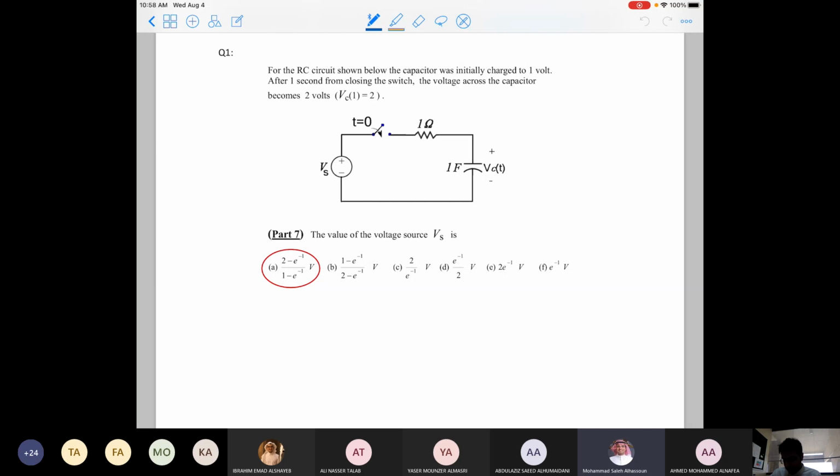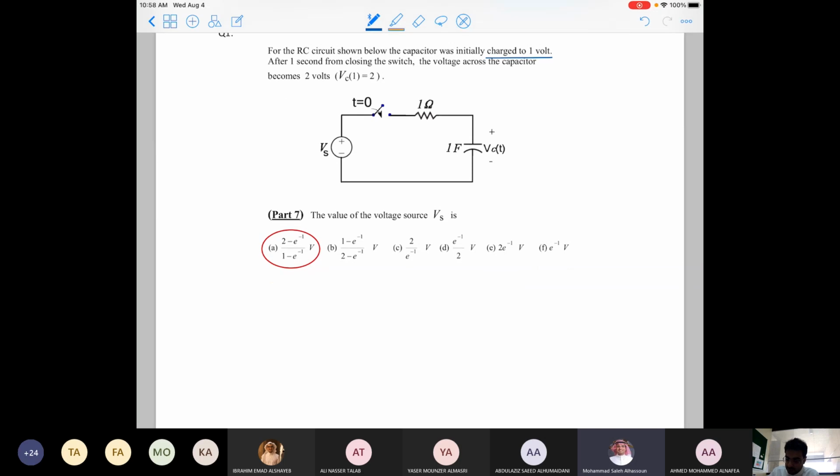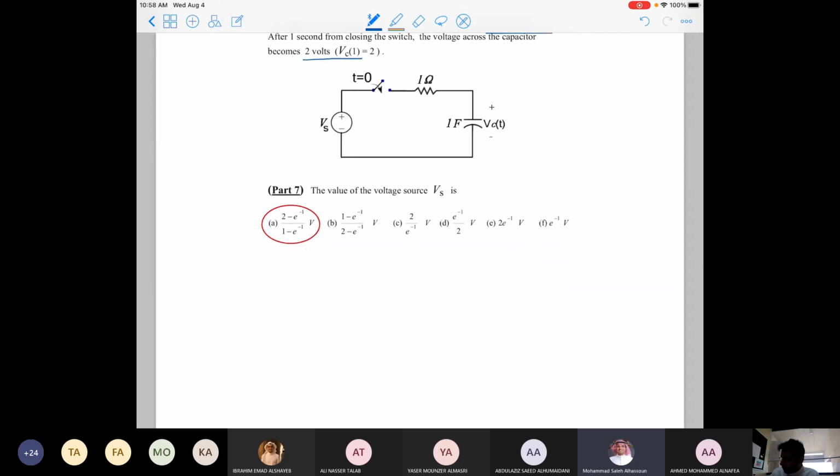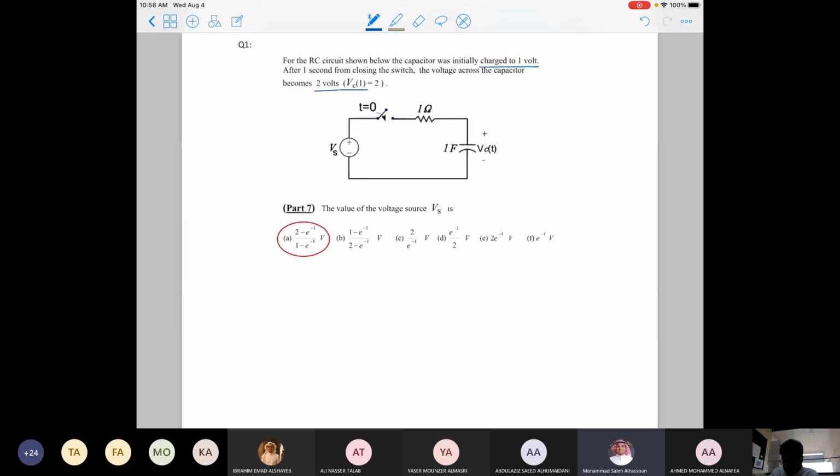Okay, we're given an RC circuit, and we're told that the capacitor was initially charged to 1 volt. The switch was originally open. After 1 second from closing the switch, the voltage across the capacitor becomes 2 volts. So we know the voltage across the capacitor must have the following form.